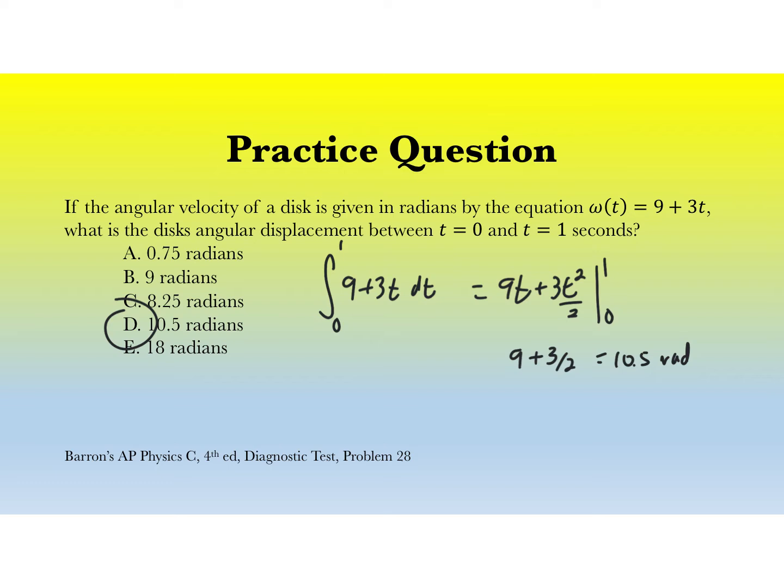So if we have the angular velocity equation and we want angular displacement, that is just integrating to go from velocity to position kind of thing. And so we have the integral of 9 plus 3t dt from 0 to 1. So at this point, you just need to be able to know to do your basic integrals. In this case, with that power, we'll evaluate it from 0 to 1, and we get 10.5 radians for that angular change.